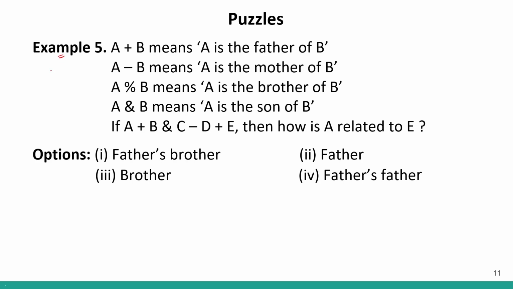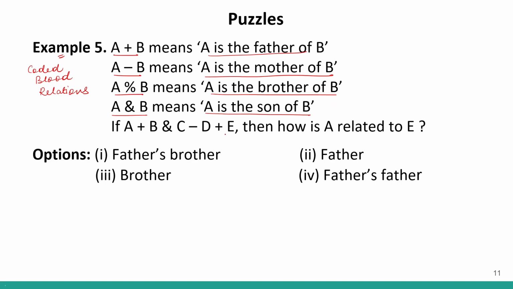Example number 5, again a question of coded blood relations. Two concepts, coding and decoding and blood relations, merged together. A plus B means A is the father of B. A minus B means A is the mother of B. A percentage B means A is the brother of B. And A and B means A is the son of B. So these are our codes.